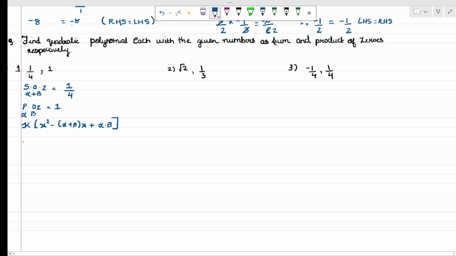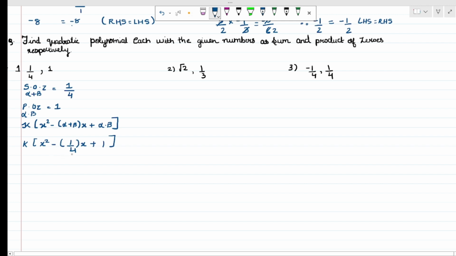So let's start by substituting the values. k means constant. Okay, k is constant. What is my x square? x square we don't know, so we will write x square minus. What is my alpha plus beta? My alpha plus beta is 1 by 4. What is the next term? My next term is x, so I will write simply x. What is the sign? Plus. What is alpha into beta? My alpha into beta is 1. Okay. Substitution is done. Now you need to solve.